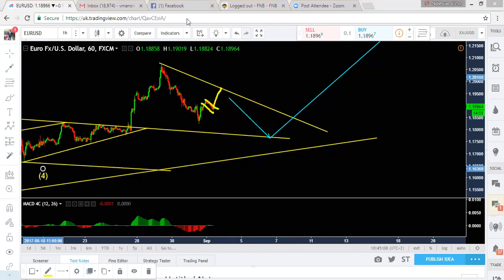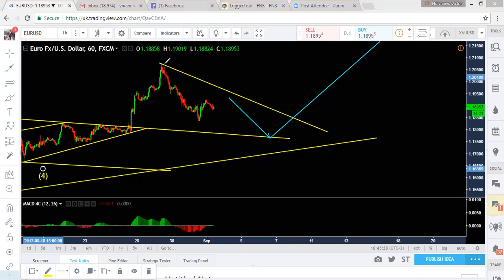Okay, so let's clear that. So that's what I'm anticipating. Another possibility, let's clear this drawing, is that this can just go straight down, giving us the zigzag, 1, 2, 3, right? And then we go up, because euro is still bullish. Whatever move to the downside is nothing but a correction. So we are still bullish on euro.